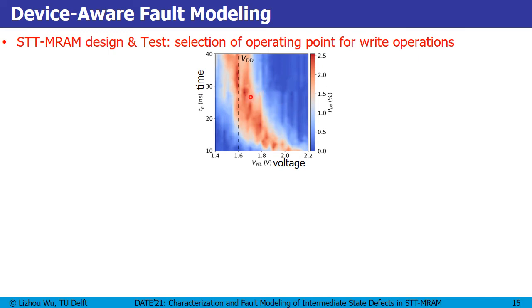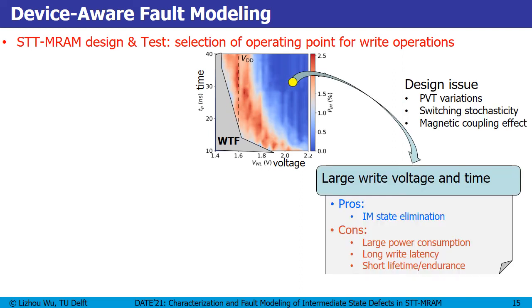This contour plot shows the distribution of intermediate states with respect to write time and write voltage. This red zone is actually a hotspot for intermediate states. The bottom left corner and top right corner have few intermediate states. If your operating point ends up in the bottom left corner, you will have a permanent write transition fault because your write energy is too small. This fault is very easy to detect using March test. If you want to get rid of intermediate states, you can put your operating point in the top right corner, using large write voltage and time. But this is also very costly because you will have large power consumption, long write latency, and short endurance lifetime.